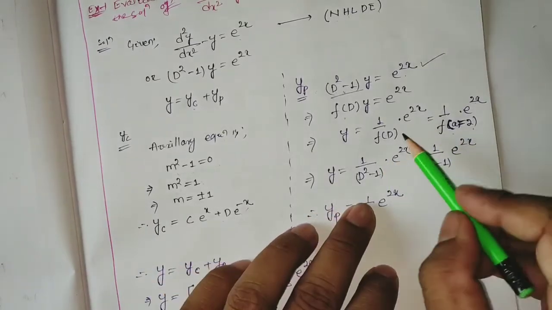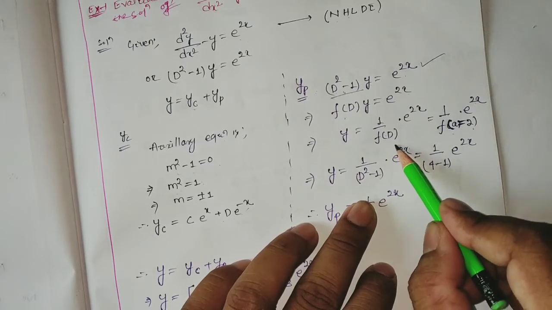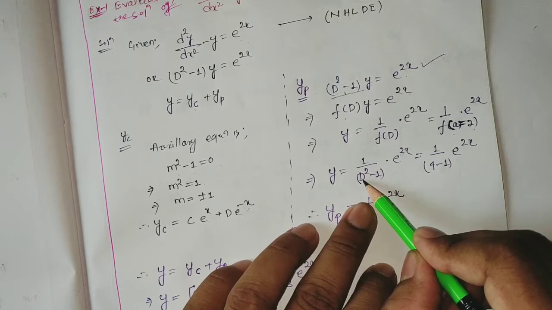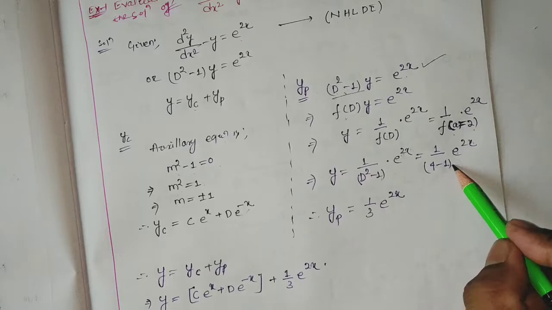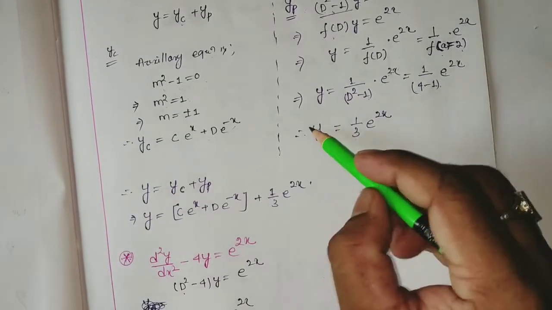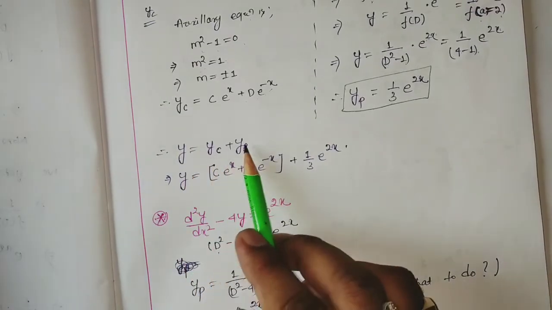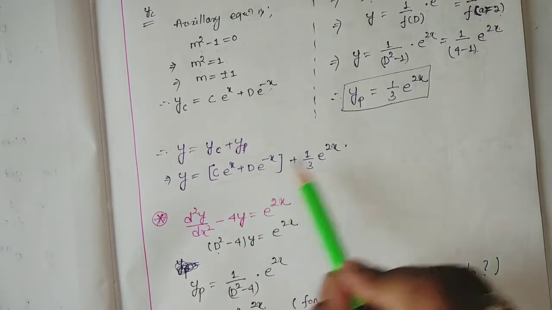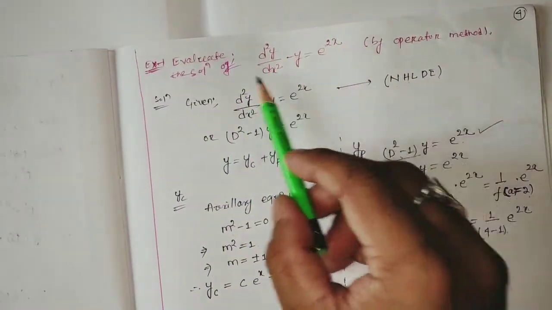So here f of d is nothing but d square minus 1, acting on e to the 2x. As a is 2, we have to put that value here, so 2 square, which is 4. 4 minus 1 is 3. So 1 by 3 e to the 2x, that is your yp. So the general solution is y equal to yc plus yp. Yc we already found, so yc plus yp is the general solution of this non-homogeneous linear differential equation, right?